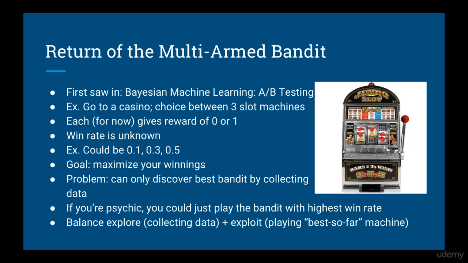This is where the dilemma comes in. You need to collect lots of data for your estimates to be accurate. But if you collect lots of data, then you're going to spend lots of time playing suboptimal bandits. So you need to balance between trying to maximize your earnings and trying to obtain accurate measurements of each bandit's win rate, since in order to maximize your earnings, you need to accurately know that information.